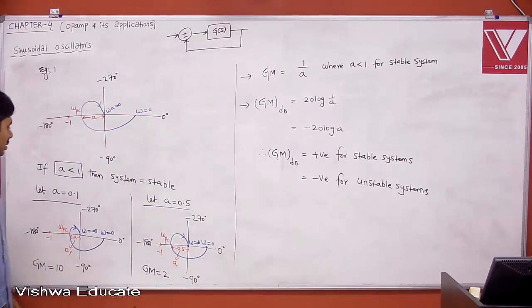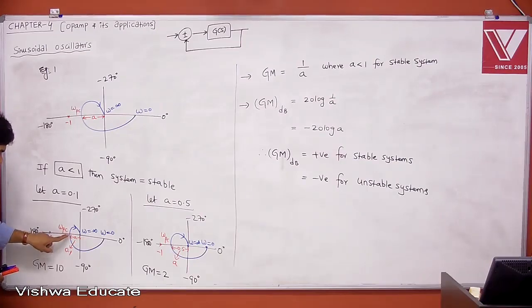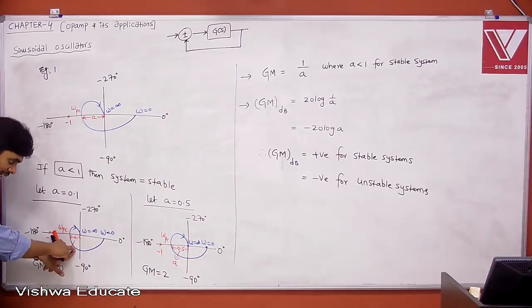If you see gain margin here, let us say the frequency at which the phase shift is 180 degrees, that is what is the phase crossover frequency. At that frequency the gain should be less than 1. But remember, the gain will be greater than 1 below 180 degrees phase shift. Let us say here the gain will be equal to 1, but at this frequency the gain is less than 1, which we need for stable systems.